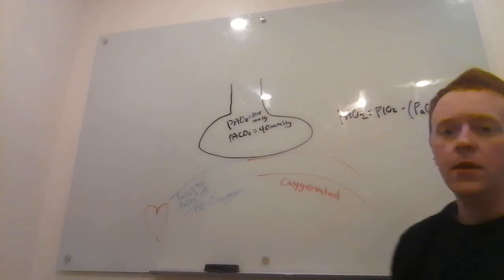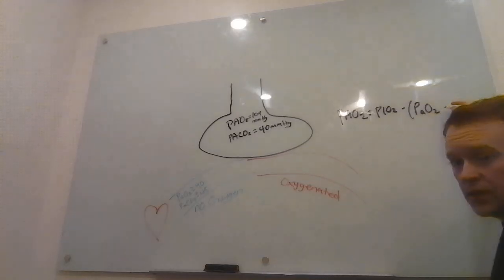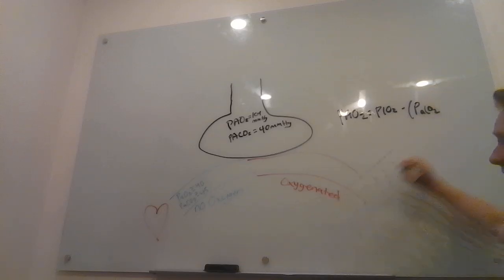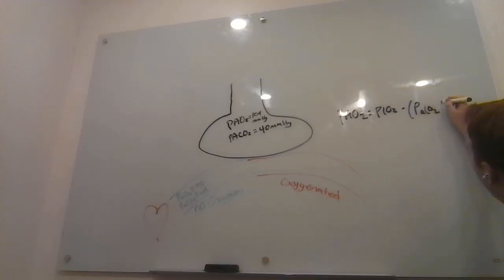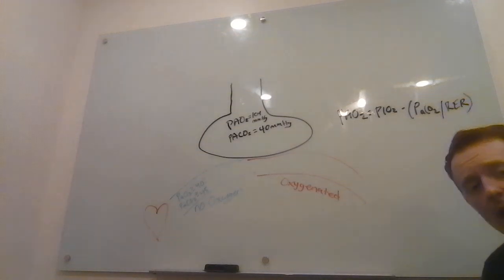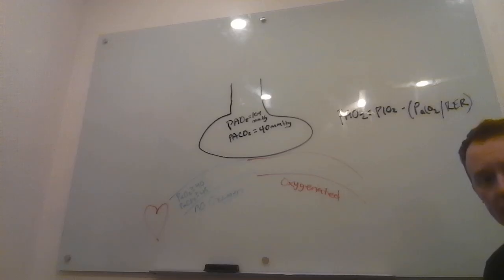PaO2, oh no, it's PaCO2. So still the CO2 over there. And then it's divided by the respiratory exchange ratio. And the respiratory exchange ratio is about 0.85 when you're just sitting and resting. When you're exercising, it goes up to about 1. So that is the alveolar gas equation.